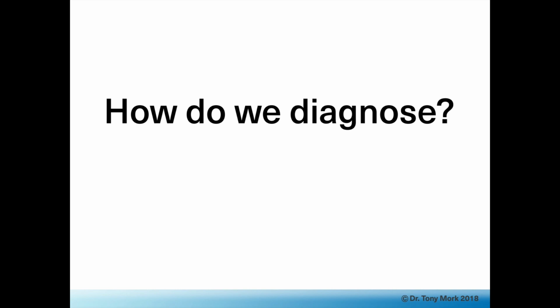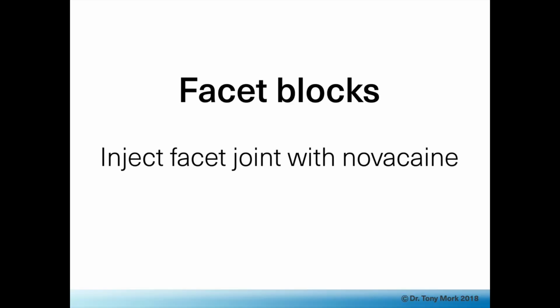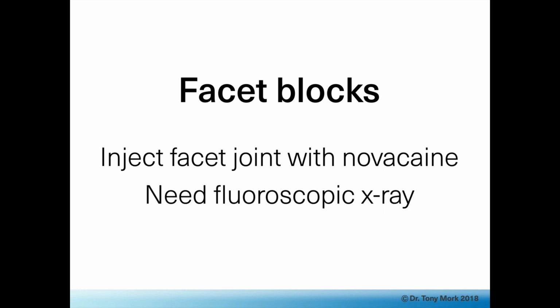How do we diagnose cervical facet syndrome? Well, facet blocks, I think, are the most successful. You inject the facet joint with one of the caines, usually a longer-acting one. Novocaine is short-acting, but commonly understood. Bupivacaine is a longer-acting anesthetic, and that's probably what I would use.